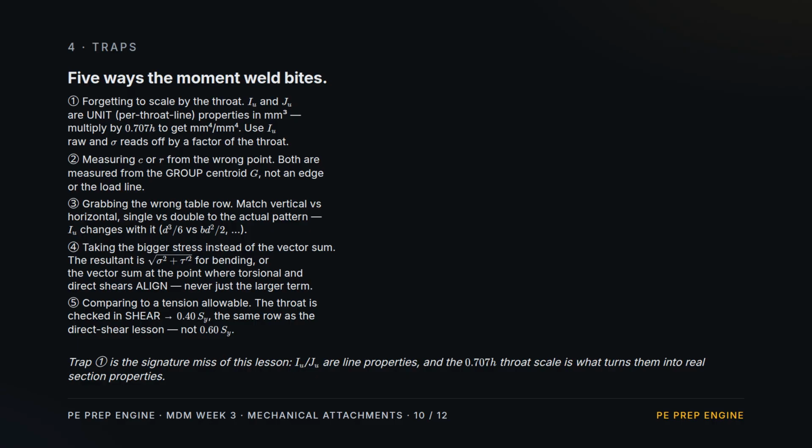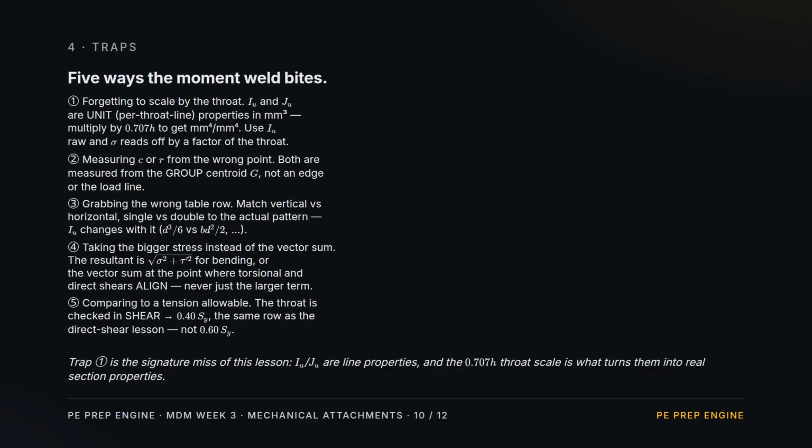Traps. 5 ways the moment weld bites. 1. The signature miss, forgetting to scale by the throat. The table's unit moments are line properties. Multiply by 0.707 times the leg to get real section properties, or your stress is off by a whole factor. 2. Measuring the lever arm from the wrong point. The distance to the far fiber and the radius in torsion are both measured from the group centroid.